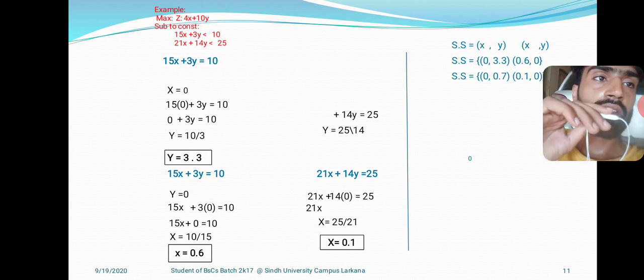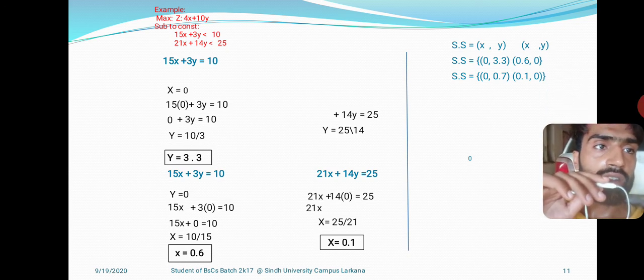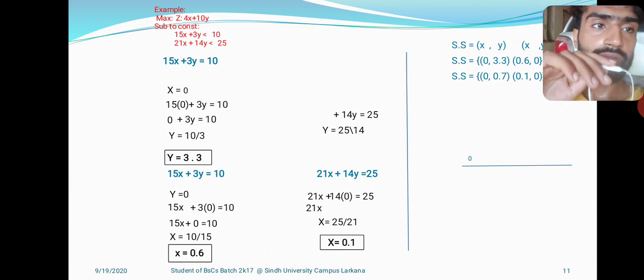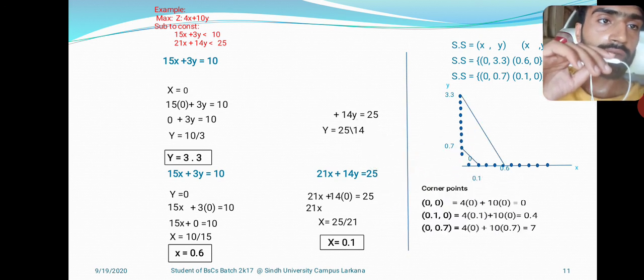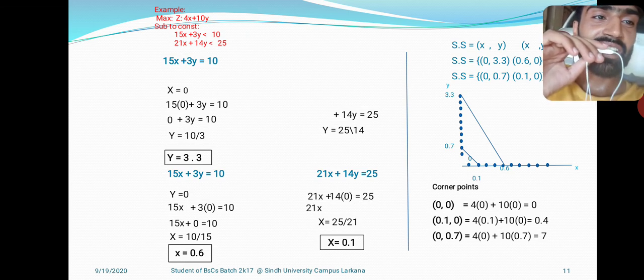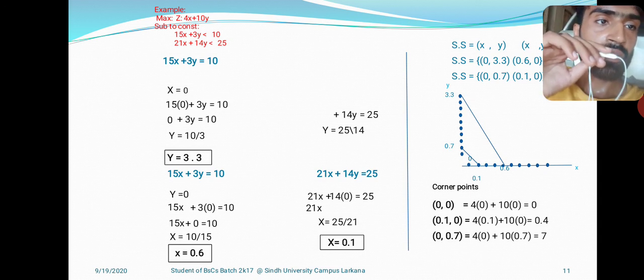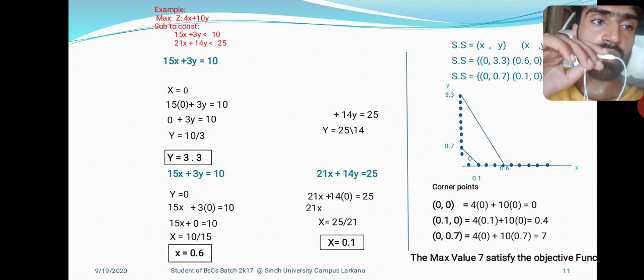The points are (0, 3.3), (0.6, 0), (0, 1.7) and (1.1, 0). Corner points: at (0, 0), Z is equal to 0. At (0.6, 0), Z is equal to 4 times 0.6, which is 2.4. At (0, 3.3), Z is equal to 10 times 3.3, which is 33. The maximum value satisfies the objective function.